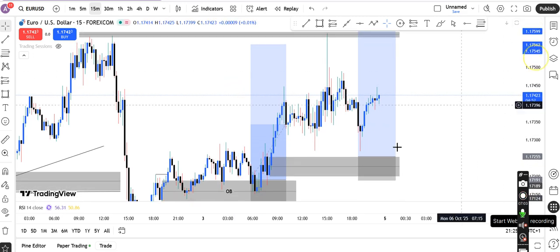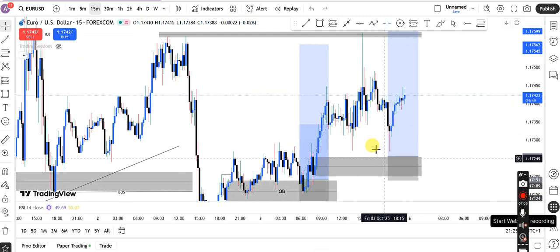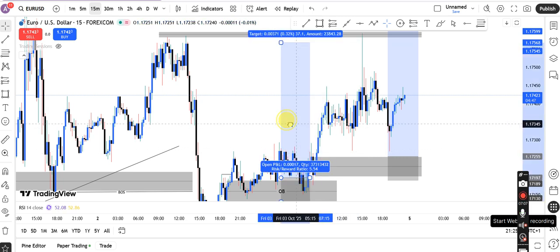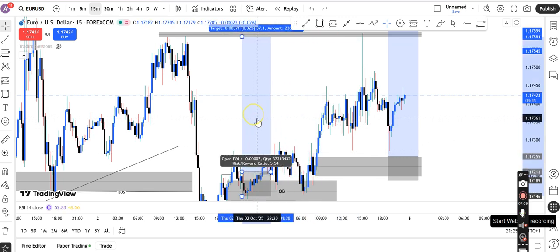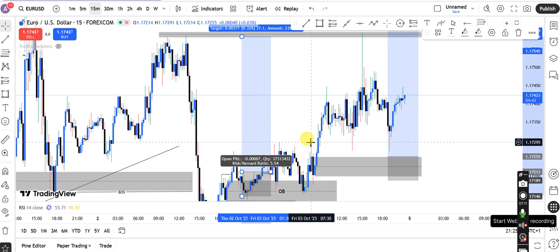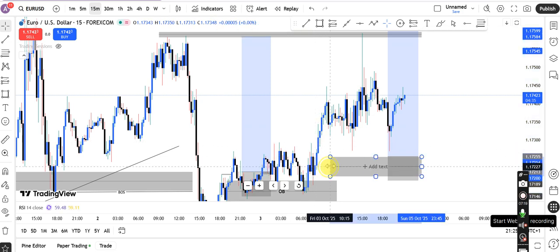Currently, if I narrow it down, what's happening here? There's a breaking structure here. You see a breaking structure. The market went to this high. This candle here has broken this structure, the origin being this area. I've just marked it there.